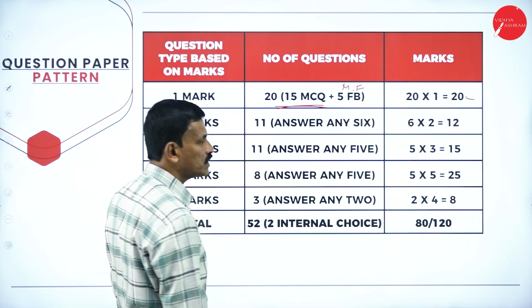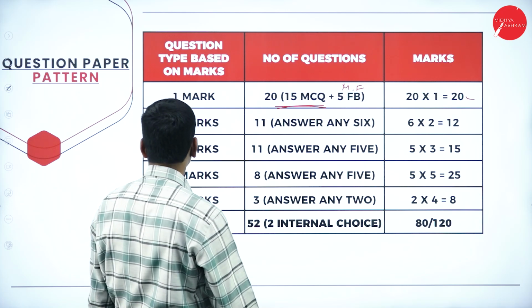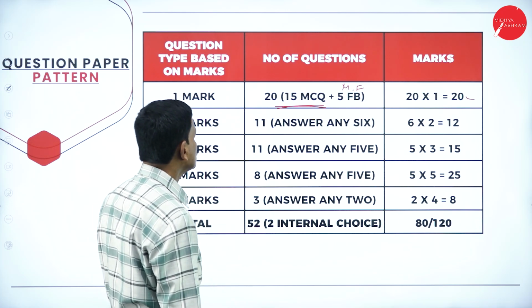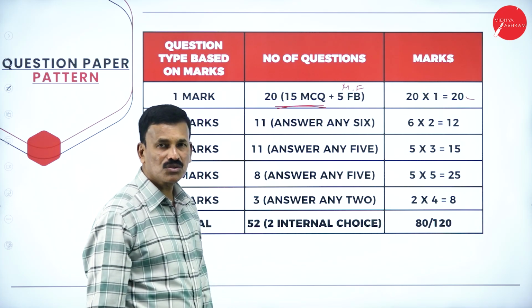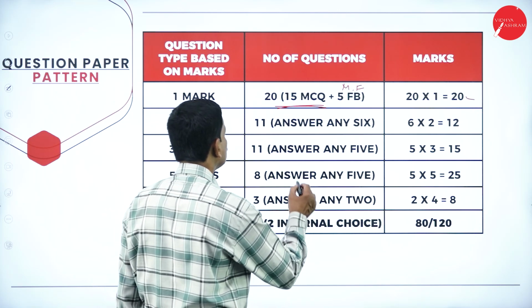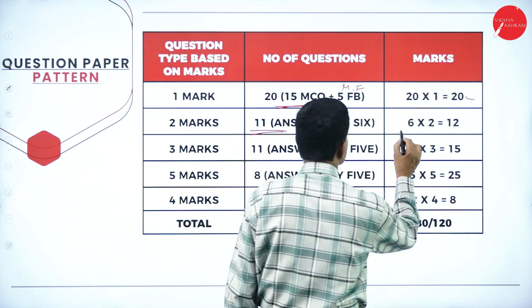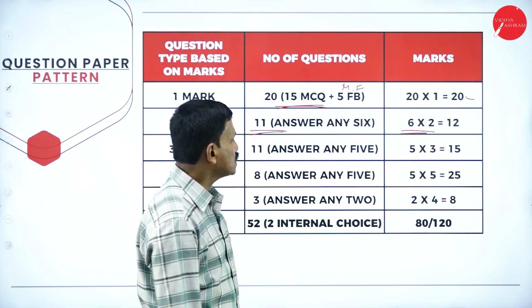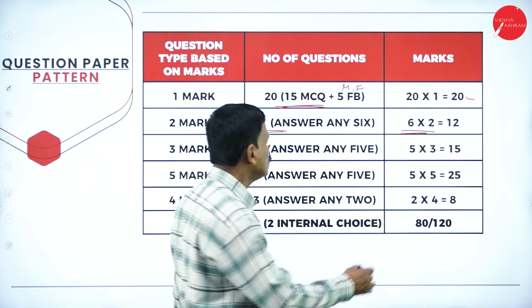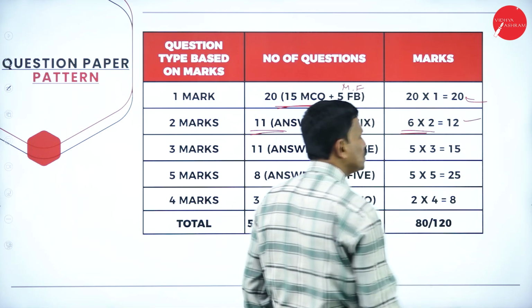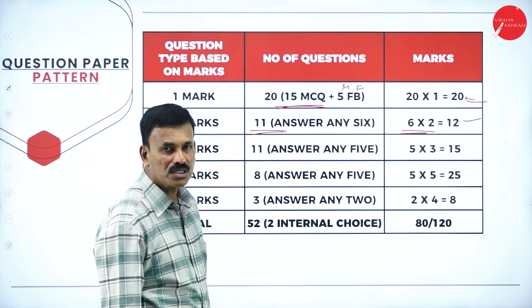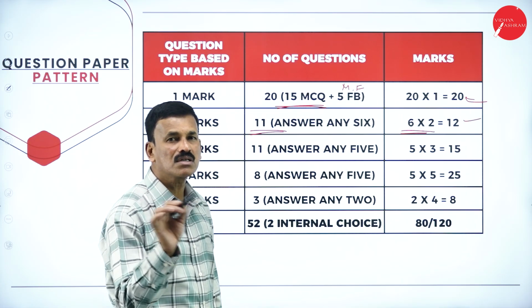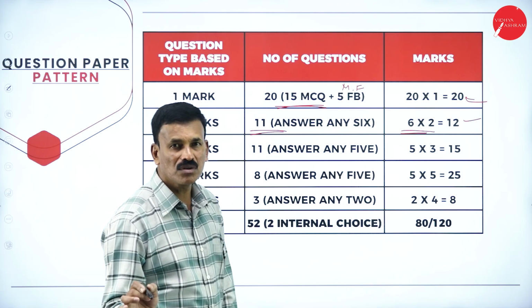In the second part, in part B, you are going to get 2 marker questions. That is any 6 questions to be answered out of 11. Each question carries 2 marks. 6 into 2 is 12 marks. So, first part is 20 marks, second part is 12 marks. That is 2 marker questions. So, you are going to answer 6 questions out of 11. 5 choice questions will be there.